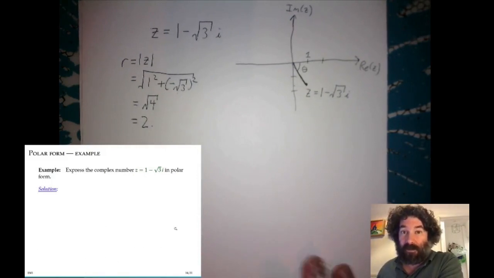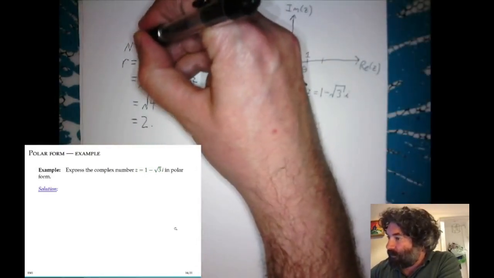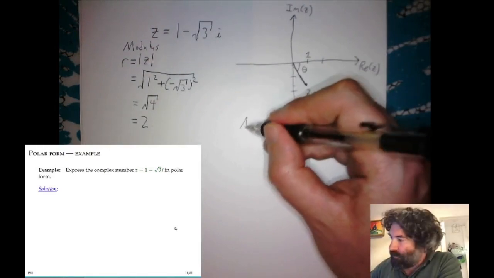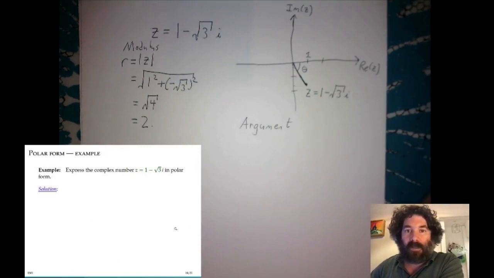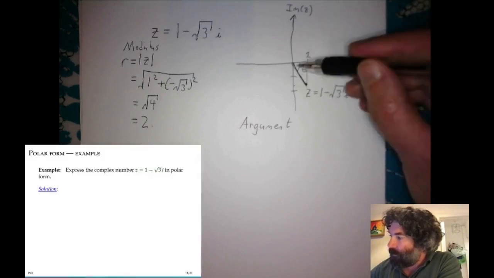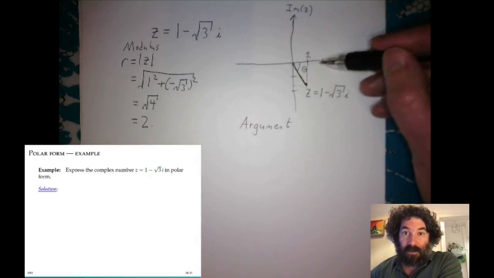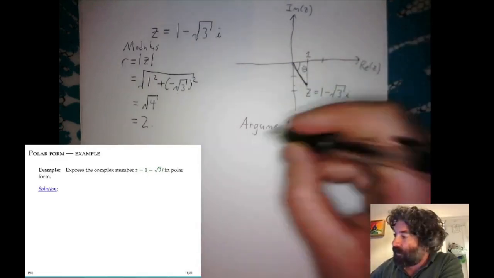Now we need to find the argument, theta. So I should label this. This is the modulus. Now let's find the argument. To find the argument, we want to use trigonometry. And so we look at this triangle. And theta is the angle between the positive x-axis and the hypotenuse of this right triangle.